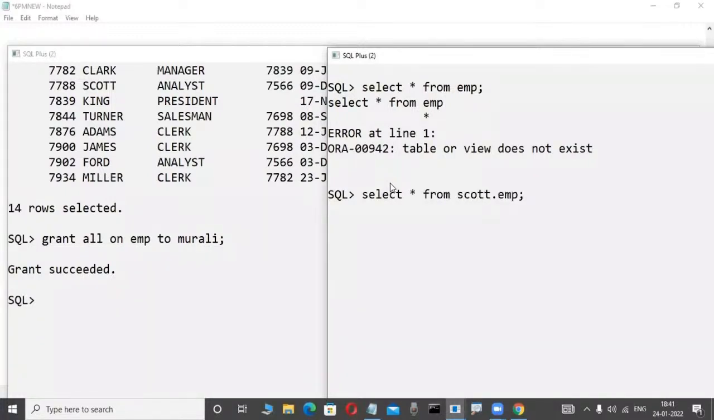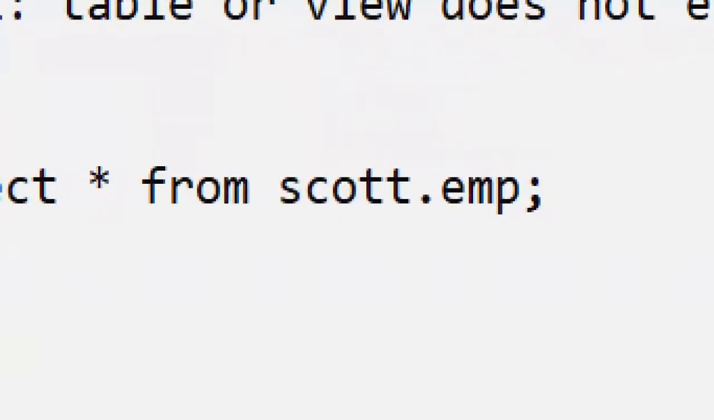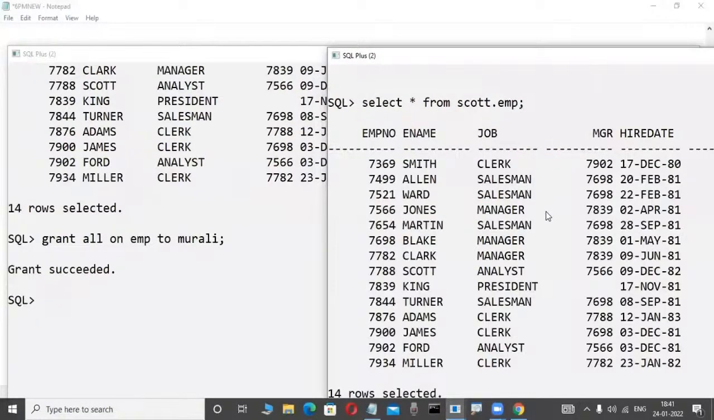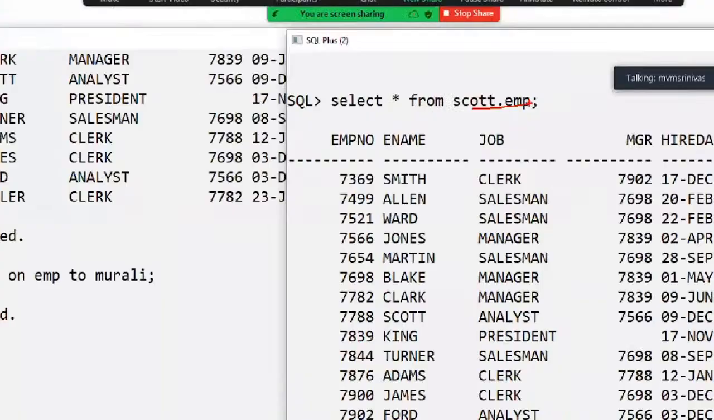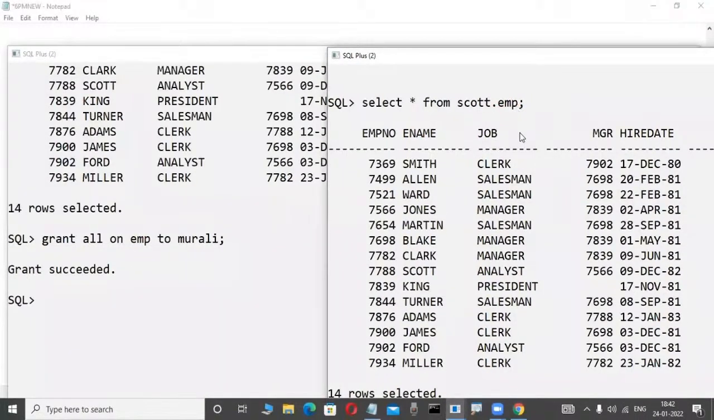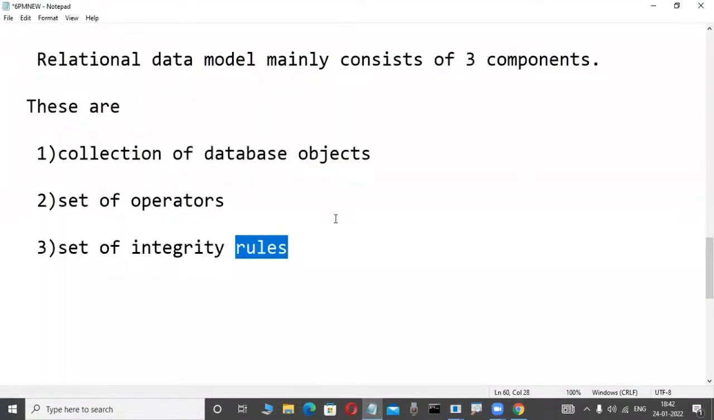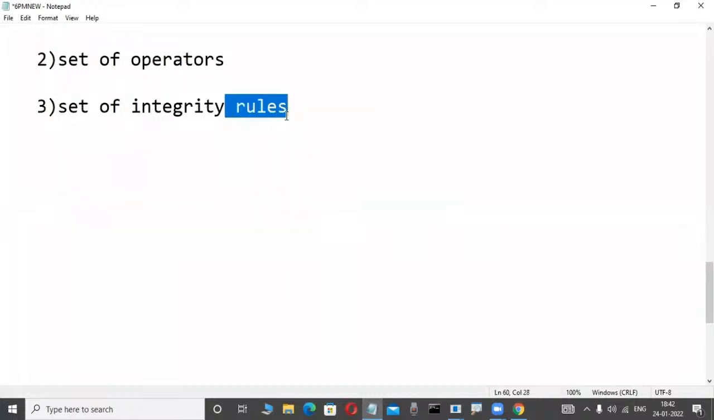Maybe Scott is an employee, meaning a user. Don't worry, users and all these things you will become familiar with later. Scott.emp. Now is it working or not? Yes, it is working. In place of that username dot object name, in a real-time project a synonym is used. There are many big concepts, like database link. Always, relational data model products work based on a set of rules only. Understood or not? Yes.